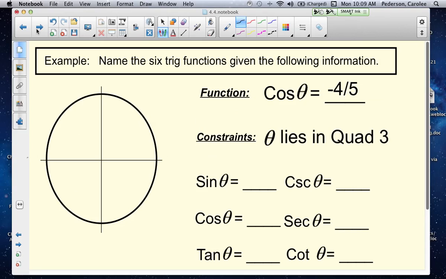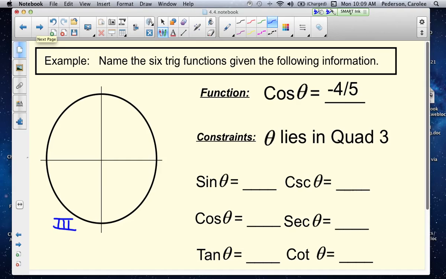Here's what they might give you. Write this problem down. They'll give you two givens: one of the function's values and another constraint. In this case, they tell us that the angle falls in quadrant 3. And we want to go out and find the 6 trig functions. One of them's been given, but we have 5 more to do. So when you're doing these, draw the picture. Make sure you have all 3 pieces, the x, the y, and the r. So we know our angle falls down here in quadrant 3.